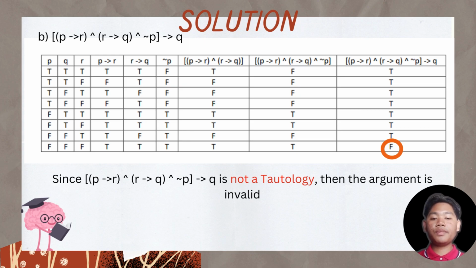First, fill P implies R. Then, fill R implies Q. Next step, fill for negation of P. Then, fill P implies R and R implies Q. Next, P implies R and R implies Q and negation of P. Lastly, P implies R and R implies Q and negation of P implies Q. For this argument, the truth value is not a tautology. Therefore, the argument is invalid.